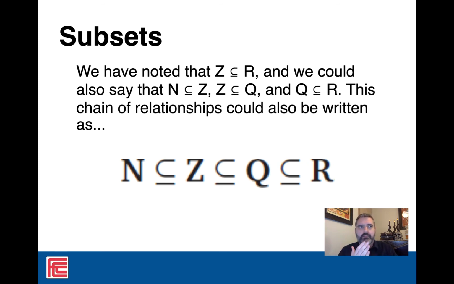So we said that integers are a subset of the real numbers, but in fact, that relationship kind of goes on, right? Natural numbers are a subset of the integers. Integers are a subset of the quotients, the rational numbers, and the rational numbers are a subset of the real numbers.